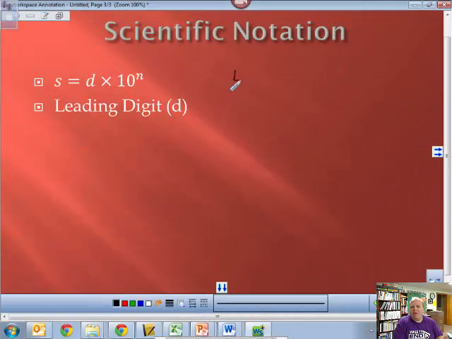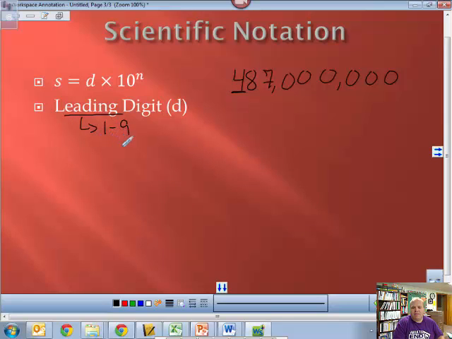If I have a number like 487,000, okay, now let's go million. Let's make it a really big number we're dealing with. If I'm looking at the leading digit, the leading digit is simply the digit that leads the number. Okay? Right here would be my leading digit. This leading digit is going to be between 1 and 9. Okay? So if I want to write something in scientific notation, I want to move the decimal.